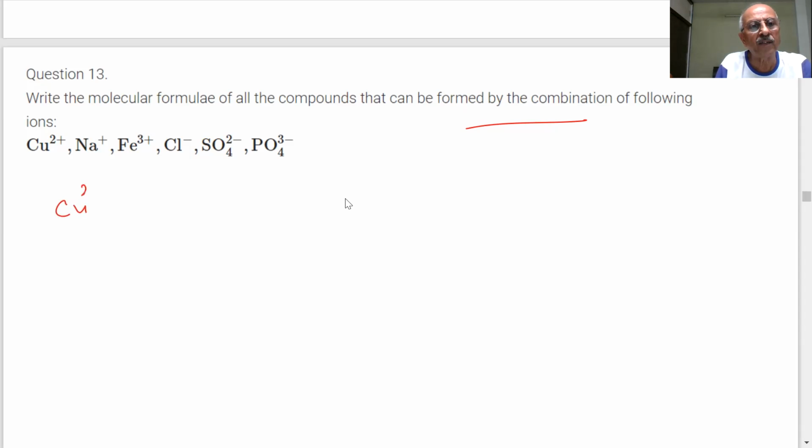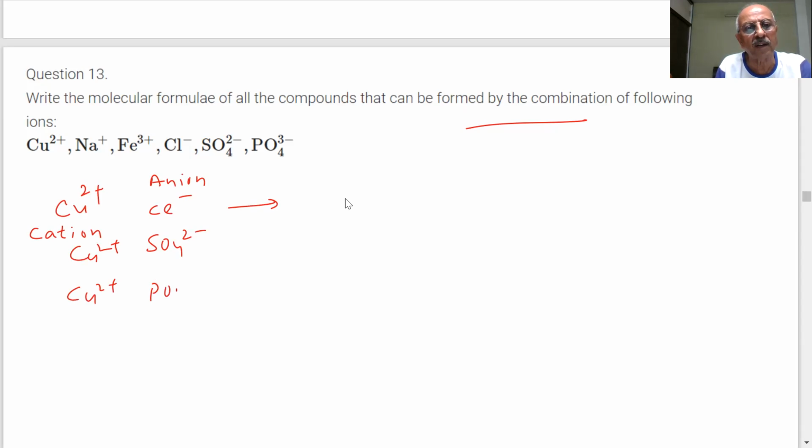You have copper ions first, and this is my cation, student, and it can go with anions. Which anions am I saying? Chloride ions. Then what will be the formula? And if it goes with sulfate ion, copper 2 plus, what will be the formula? If copper 2 plus goes with phosphate ions, write the formula, students. Write the formulas.